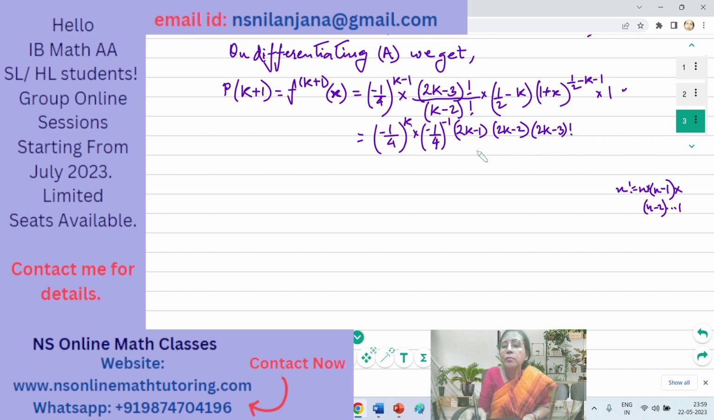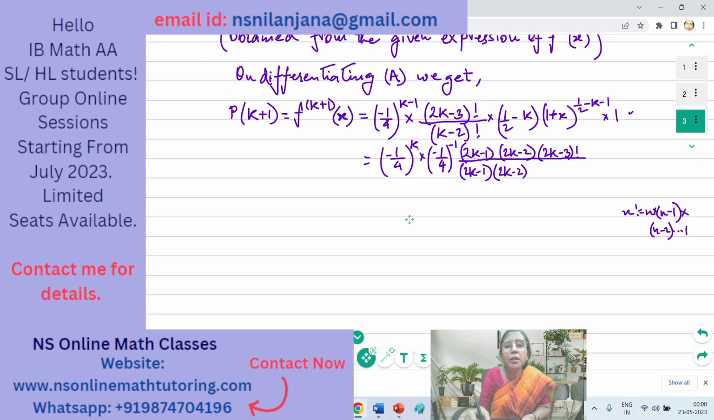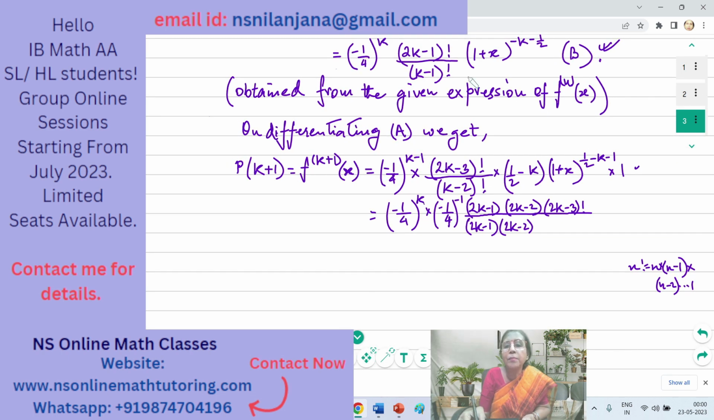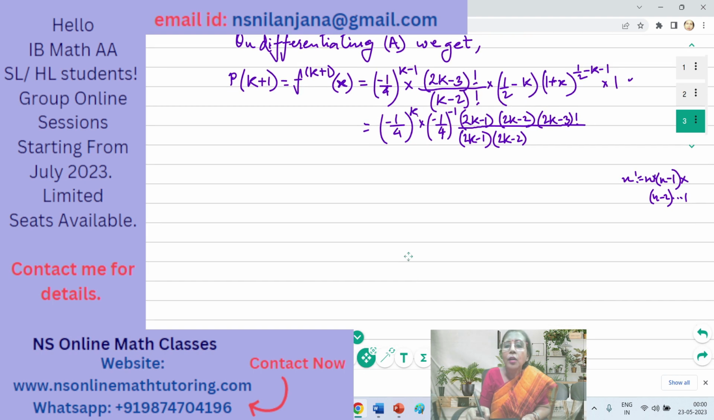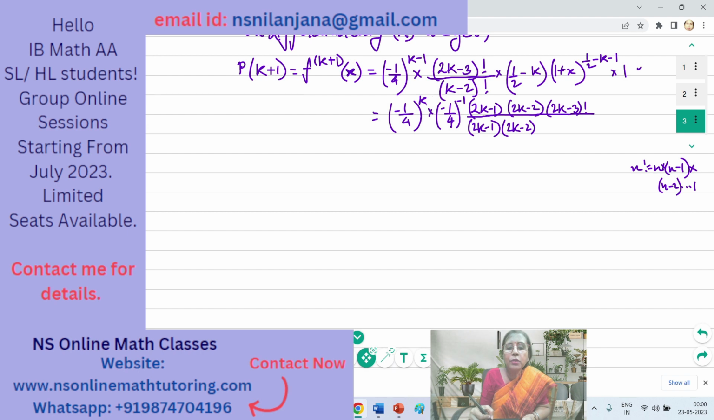Okay, so this is the numerator, but since I have multiplied the numerator with k minus 1 and 2k minus 2, I have to multiply the denominator also by the same numbers. So I have 2k minus 1 and 2k minus 2 in the denominator as well. And coming to k minus 2 factorial in the denominator. And what is the denominator of the expression B? It is k minus 1 factorial. So I need k minus 1 factorial. I am having k minus 2 factorial.